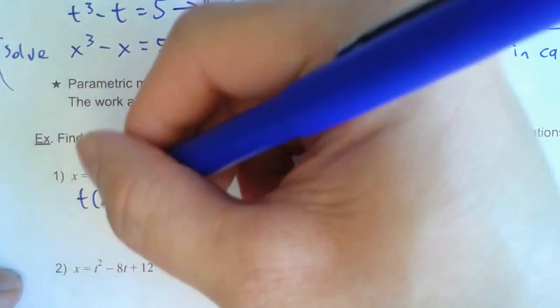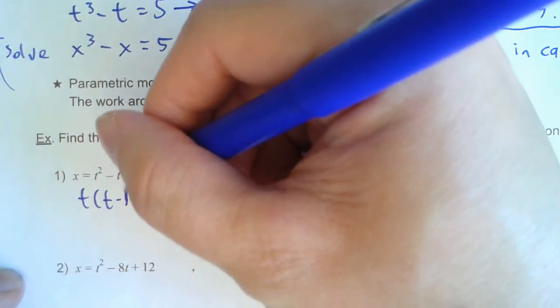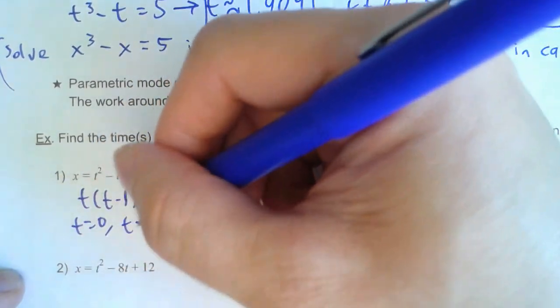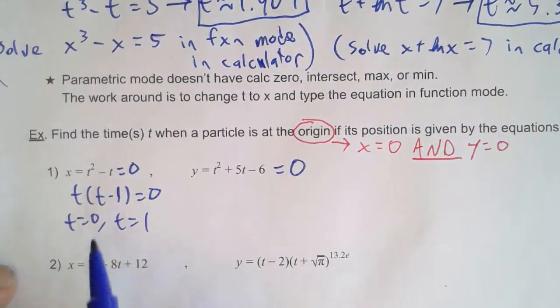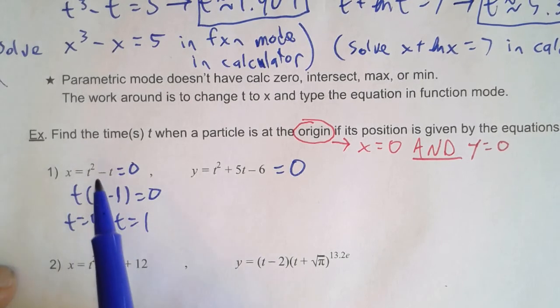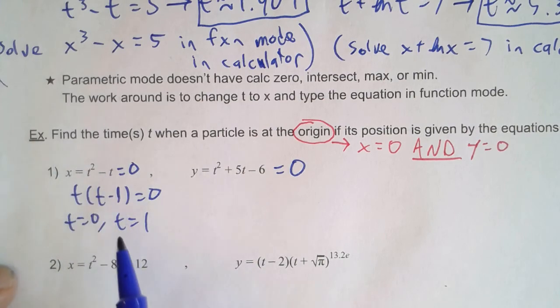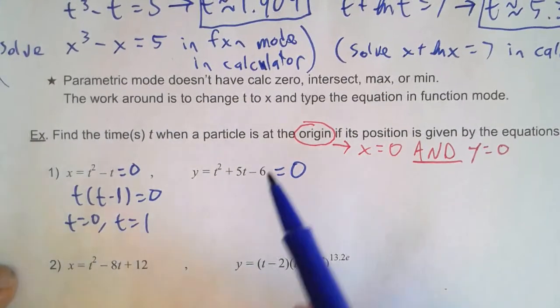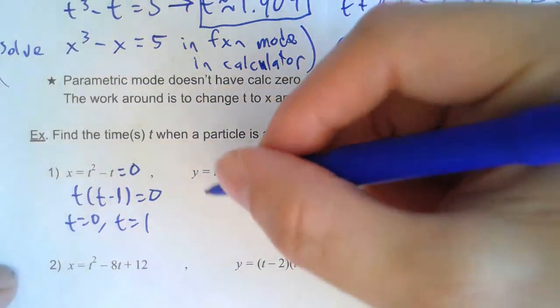So I'm going to have here t times (t minus 1) is 0. That's t is 0, or t is 1. But those t values just tell me x is 0. That would just be places on the y-axis. Could be anywhere on the y-axis, anywhere where x is 0, not necessarily the origin. To be the origin, I need my y to be 0 as well.